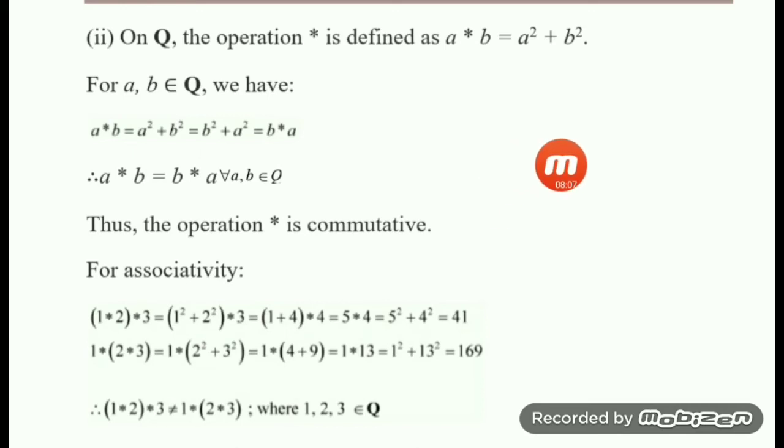Now for associativity. For associativity, we have to take 3 elements. Okay. The sum of squares, then again you have to do the calculation, the bracket between the next two. Here the calculated value is not the same in both the cases.